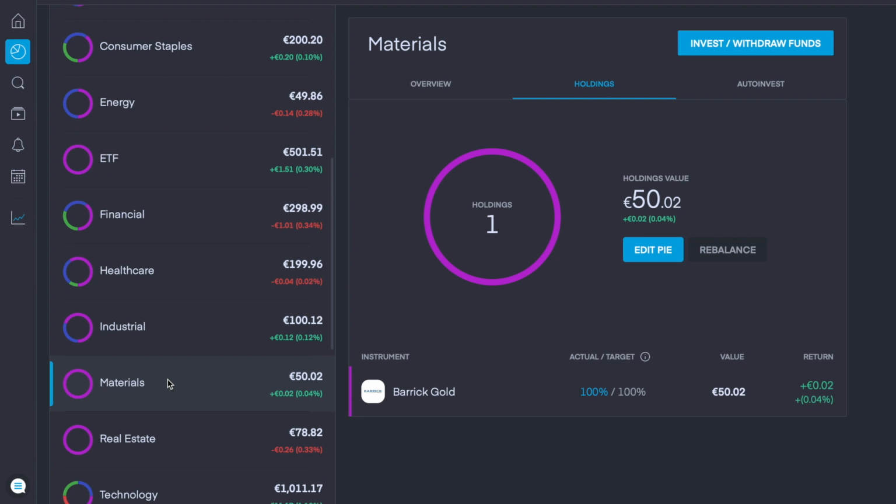In the materials sector, we just have the 1 at the moment. So in the materials, we have Barrick Gold, and we just have €50 invested in this, and it's the 100% weighting. Again, in the real estate sector, we just have the 1 company, Realty Income, at 100%, and we currently have about €78 invested in this.